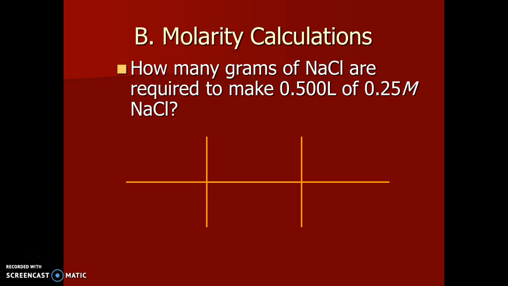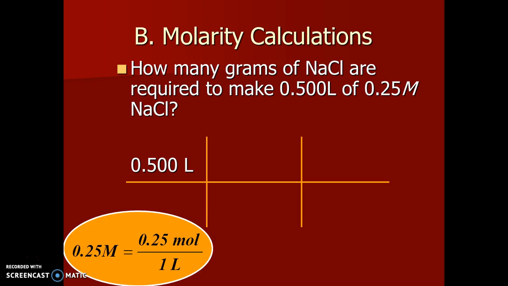Here's another example. How many grams of sodium chloride are required to make 0.5 liters of 0.25 molar sodium chloride? Okay, and this is an example of a calculation that we have to do quite a lot in the lab in order to make the proper amount of solution in the proper concentration. So I need to figure out how many grams of sodium chloride we're going to have to put in. So what I'm going to do is start with the number of liters, 0.5 liters. And since I'm given 0.25 molar, that means I need 0.25 moles per liter. Right? 0.25 molar is equivalent to 0.25 moles per liter.